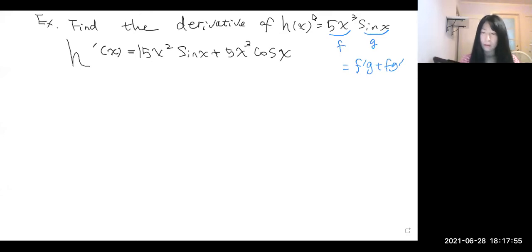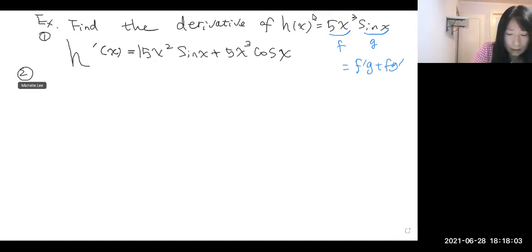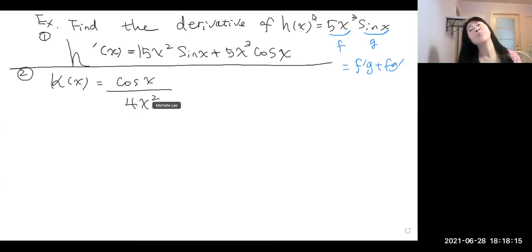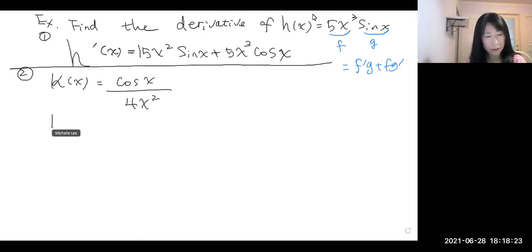I do for you almost. Okay, so second one. We have k of x equal to cosine x over 4x squared. How do we find the derivative of the function?